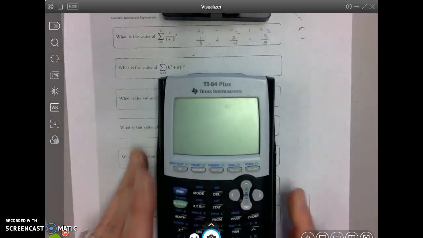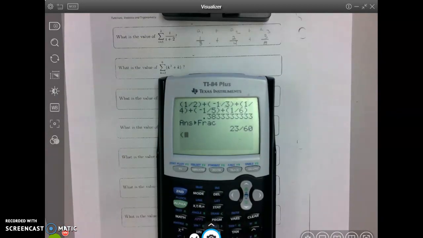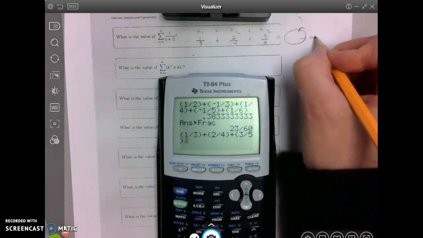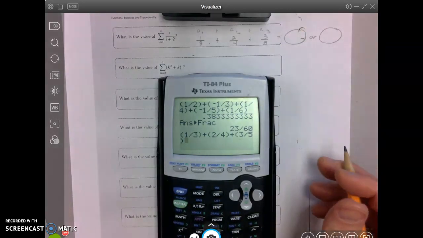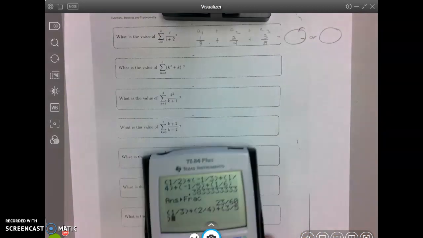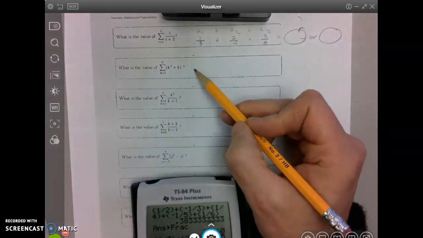So on my calculator, what I'm going to do is I'm going to put in 1/3 plus 2/4, I know is a half. If you want to put it in as 2/4 though, you can, just like it's written, plus 3/5. And you can give me the decimal, and then hit math, enter, enter, and get the fraction as well. Okay? I'll let you guys do that. All right, let's go to this next one.